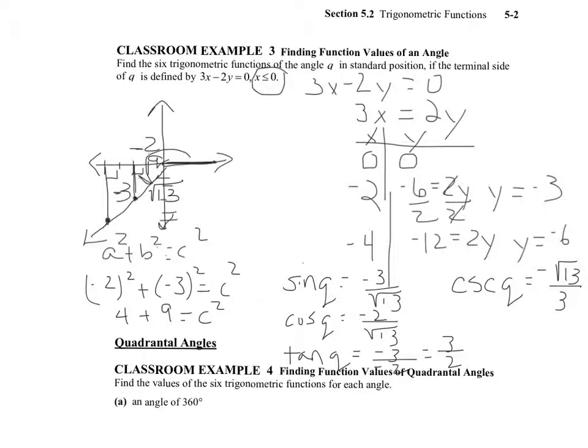All right, what's the reciprocal of cosine? And the secant of angle Q is? Very good. We're going to have square root of 13 over negative 2, or you could put the negative sign on top or out in front, doesn't matter. What would be your cotangent? 3/2. Excellent. All right. Any questions so far, guys?